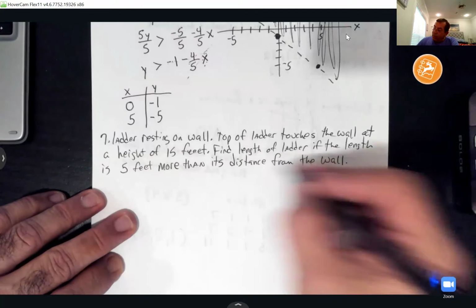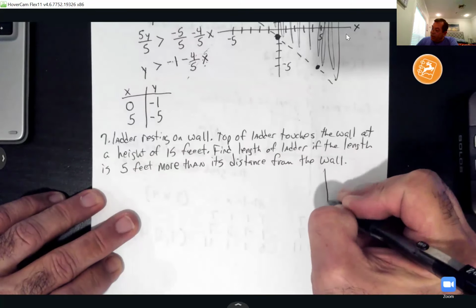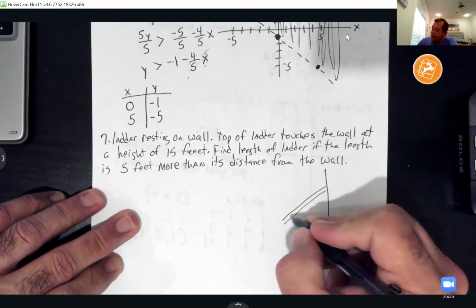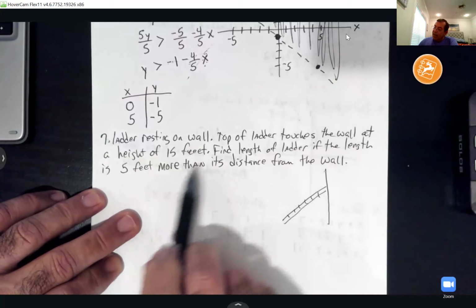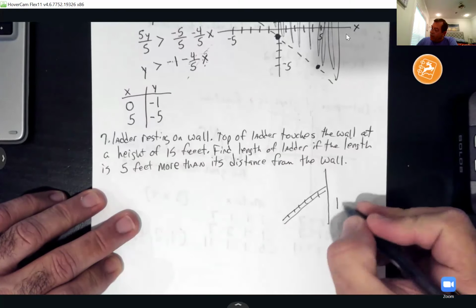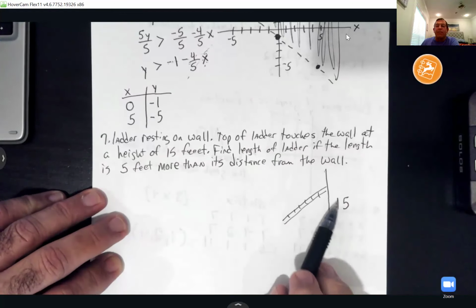Okay, y'all, so let's see what we got here. I'm going to draw me a picture. There's my wall, and I've got my ladder leaning up against it. And it said the top of this ladder touches the wall at 15 feet. So I know this side on the right is 15 feet.